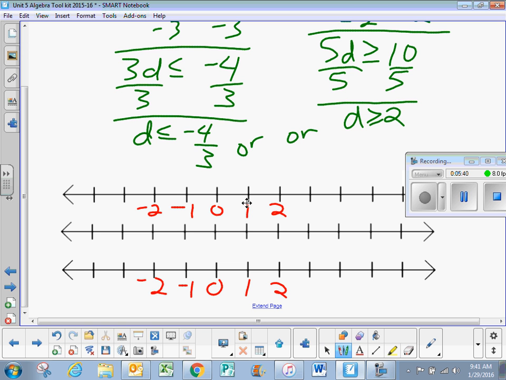Okay, now we're going to go ahead and graph. Negative 1 1/3 is about there, so we're going to go d is less than or equal to that is my first graph. d is greater than or equal to 2 is my second graph.